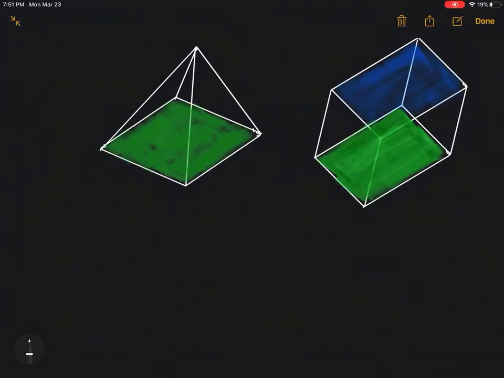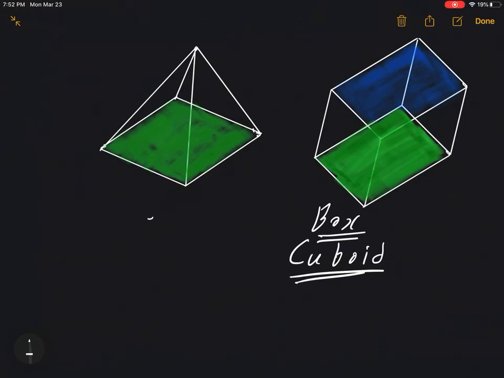Okay, let's now look at the volume of the pyramid compared to the volume of the box, or the cuboid. This shape here, which is a box as we usually consider it, is sometimes mathematically called a cuboid. Like a cube, but there is no necessity for the equality of the lengths of the sides. So a cuboid or box.